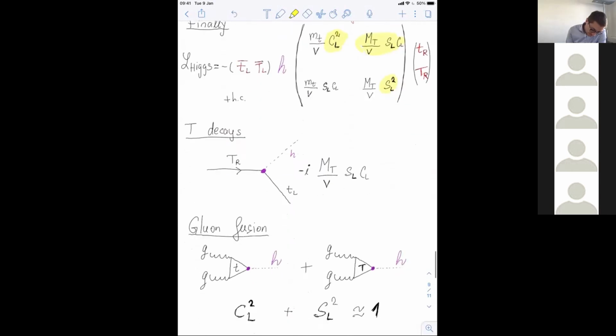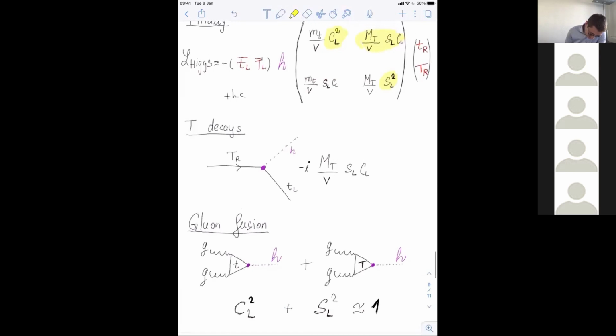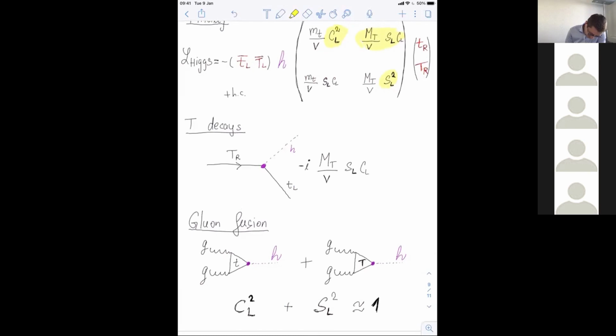Another interesting consequence is that the production of the Higgs at LHC will not change a lot. So the dominant production mechanism is the gluon fusion. And in the gluon fusion, in the standard model, the dominant contribution is only the top quark. But now in this extended model, you have an additional contribution from the heavy top quark.